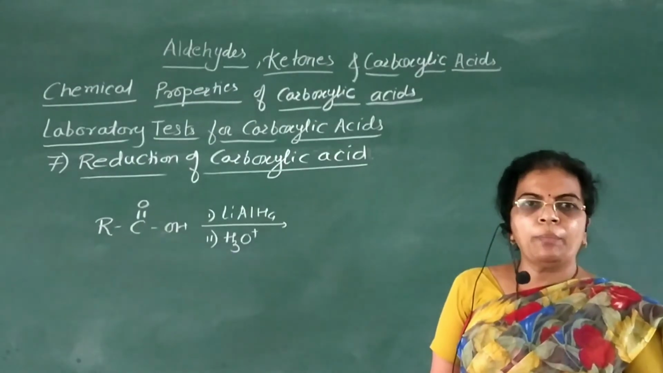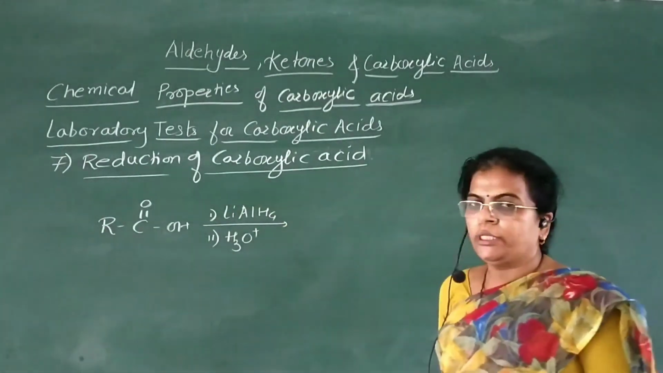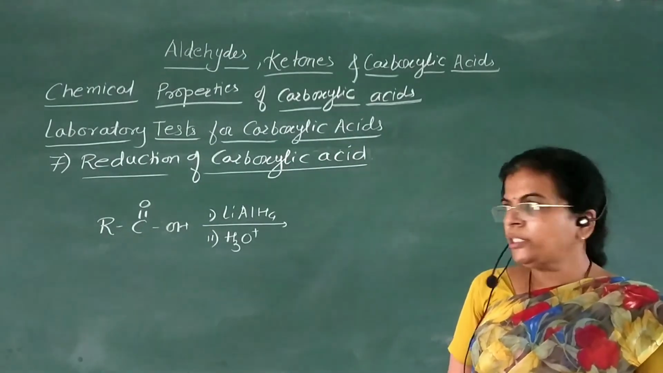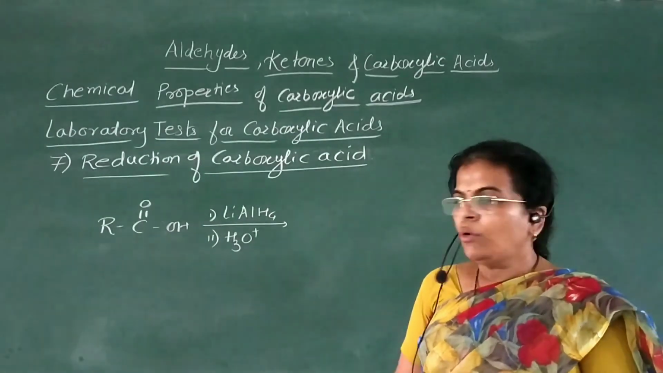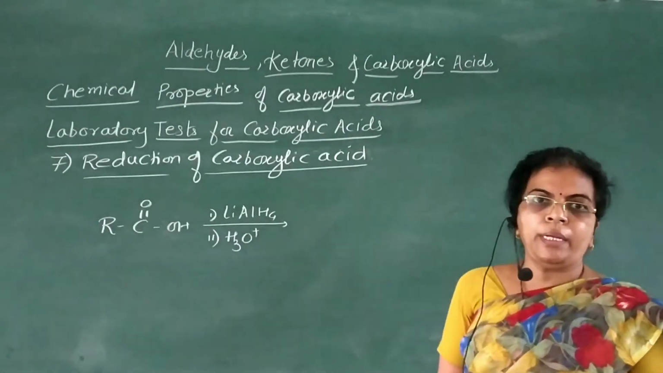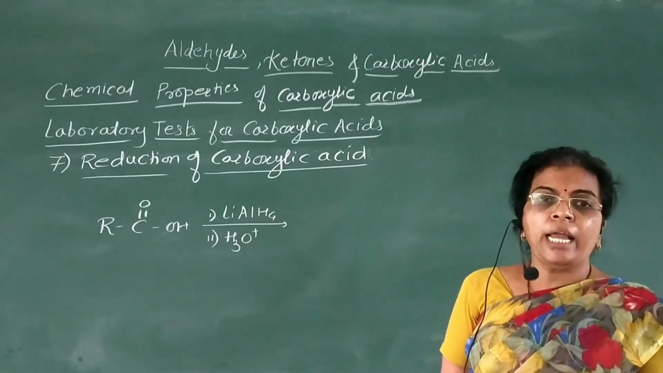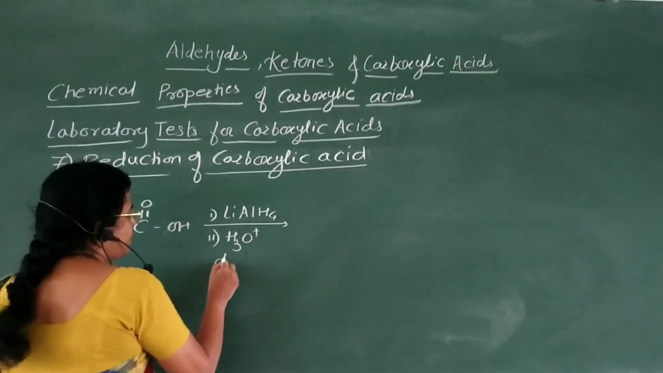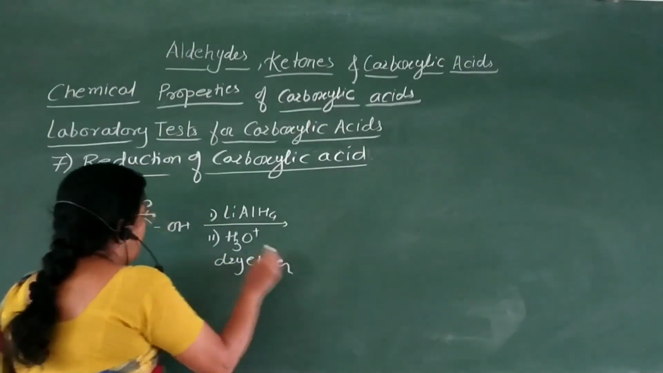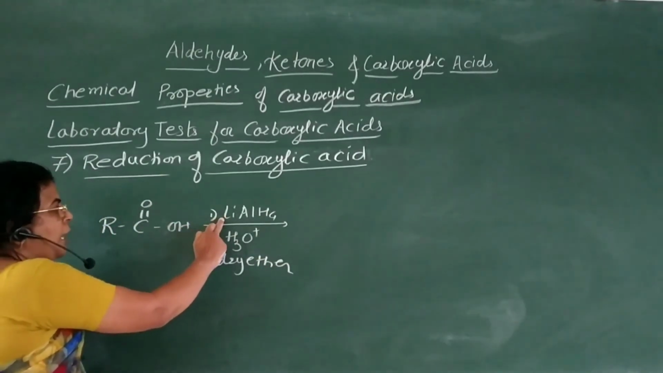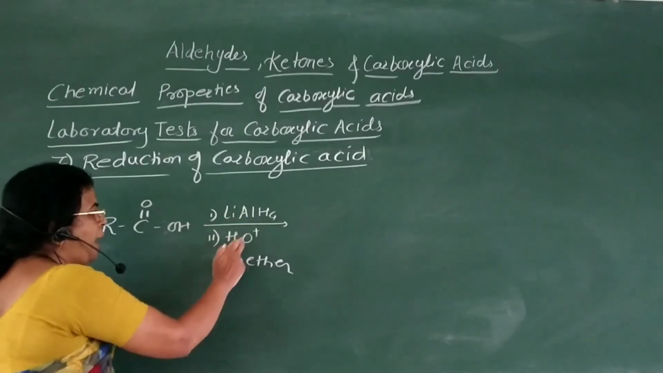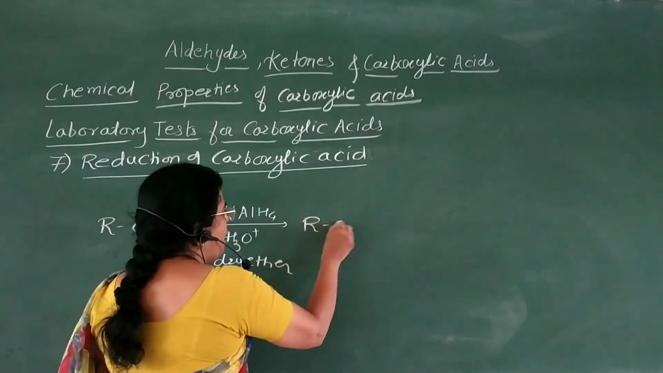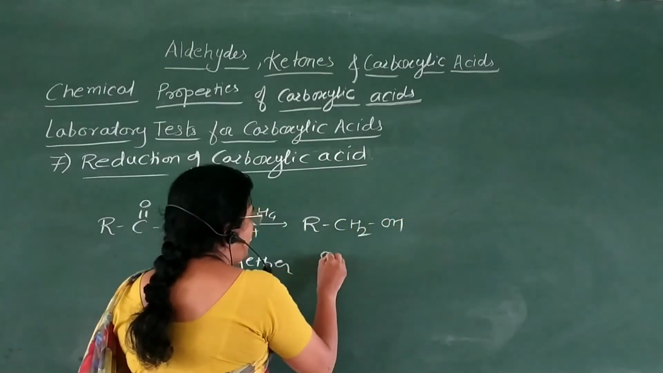Last reaction from carboxylic acid, that is reduction of carboxylic acid. Now these carboxylic acids undergo reduction in presence of lithium aluminum hydride followed by hydrolysis to form primary alcohols. Now here this reaction is carried out in presence of dry ether. Now we are going to see the reaction. When this carboxylic acid is treated with LiAlH4, that is lithium aluminum hydride, followed by acid hydrolysis in presence of dry ether, we will get here RCH2OH, that is, primary alcohol is formed.